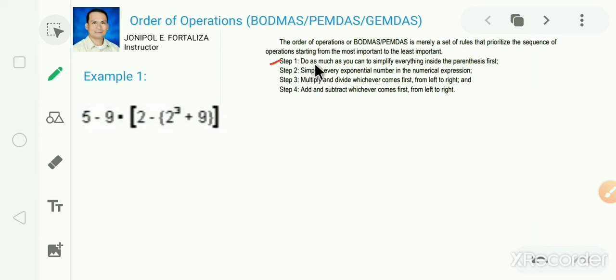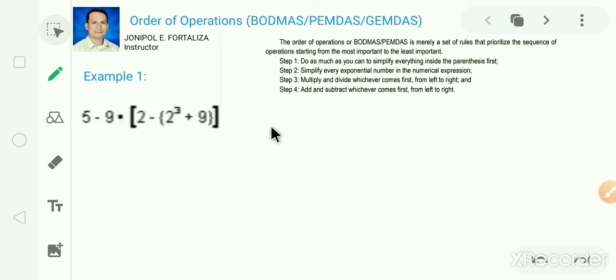Do as much as you can to simplify everything inside the parentheses first. Second, simplify every exponential number in the numerical expression. Third, multiply and divide, whichever comes first from left to right. And last, add and subtract, whichever comes first from left to right.